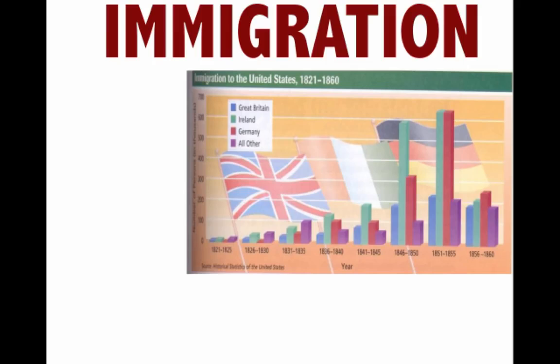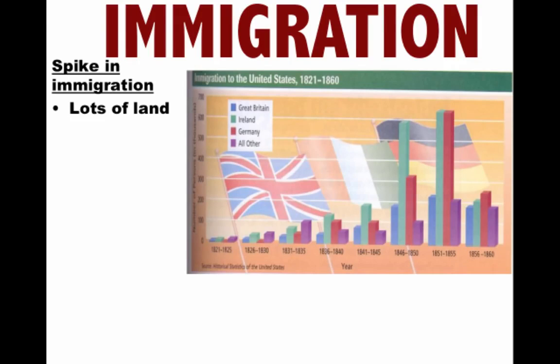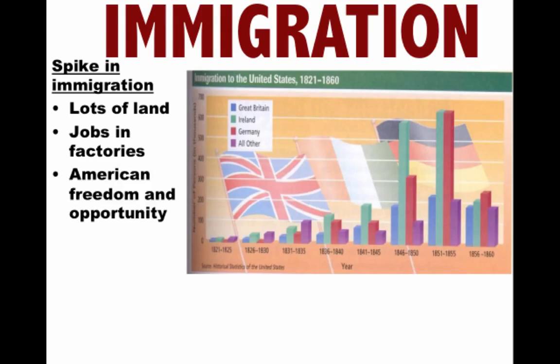Immigration is a key part of this story. If you look at the graph, especially in the 1840s, huge increase, and there's this spike in immigration during this time period. There's lots of land in America, and so people in Europe where they don't have this access to cheap land are going to be coming over. You also have jobs in the factories, especially in the north. That's why overwhelmingly the immigrant population is going to settle in northern areas.